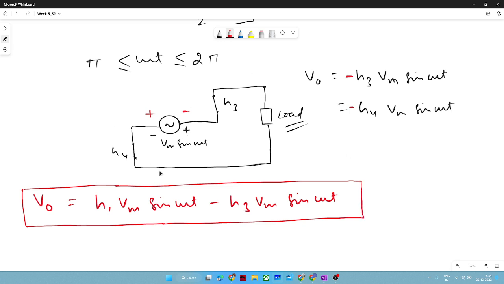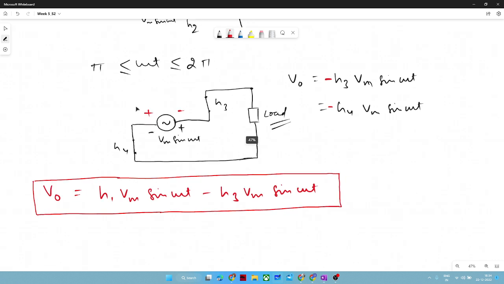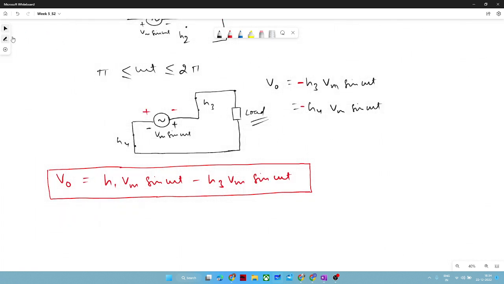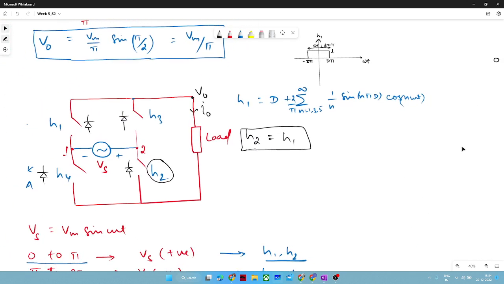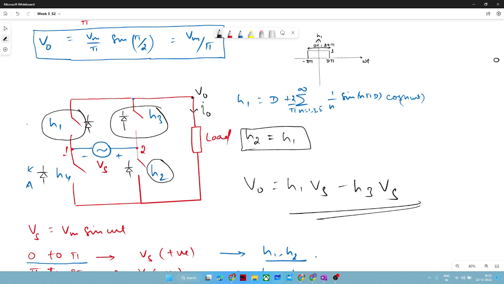Even though I did all these things, you can write it as a single expression just by seeing the circuit here. V naught is connected with H1 and H3, right? If H3 will conduct, H4 will conduct. If H1 will conduct, H2 will conduct. So you can write V naught directly, just by observing, as simple as the DC-DC converter or any other rectifier I explained earlier. It will be H1 Vs minus H3 Vs. That's it. So you will get your output.